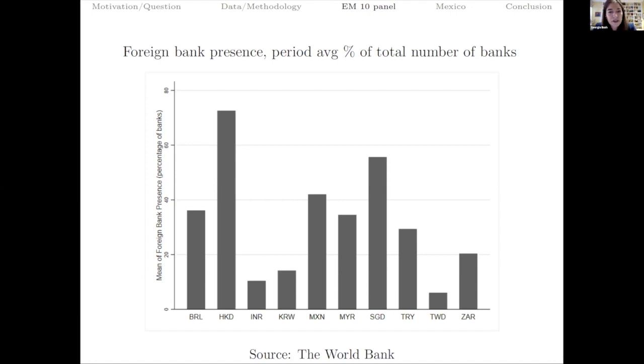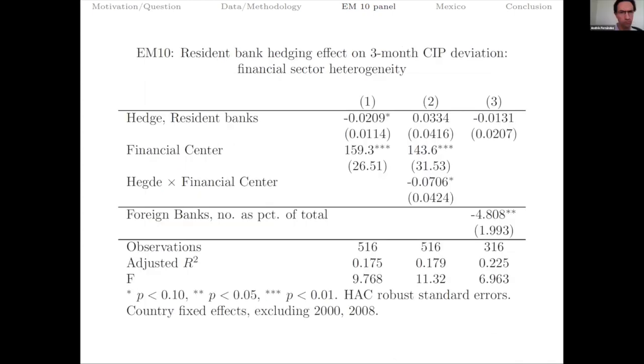I also use a dummy variable for financial center, and the BIS has some work on identifying financial centers. They identify in this sample Hong Kong and Singapore as financial centers. And you'll see that that matches with this data, because the two jurisdictions that have the largest percentage of foreign banks are Hong Kong and Singapore. So using those two variables, I try and get at this question of what is the role of the domestic financial sector, the characteristics of the domestic financial sector.